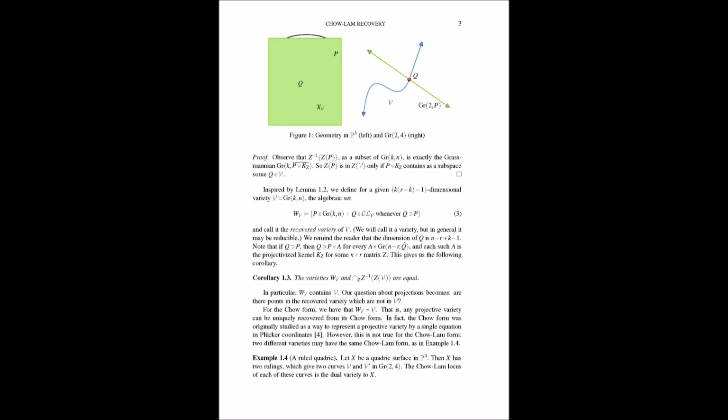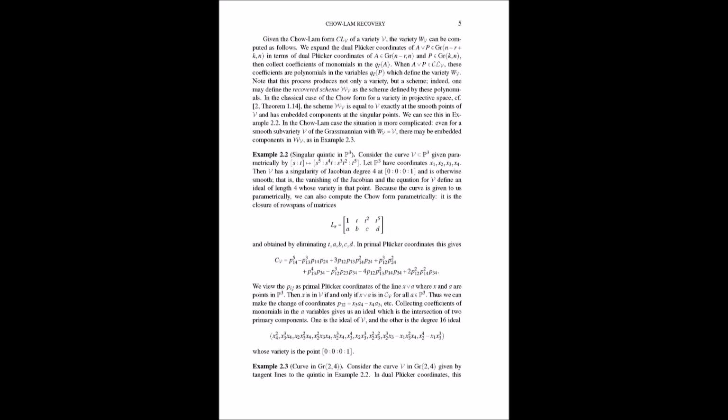And this result is significant because it shows that this phenomenon we've been exploring extends to this important class of varieties that are relevant to theoretical physics. So the limitations of Chow Lam recovery might actually have implications for our understanding of scattering amplitudes and the amplituhedron itself. That's a very real possibility.